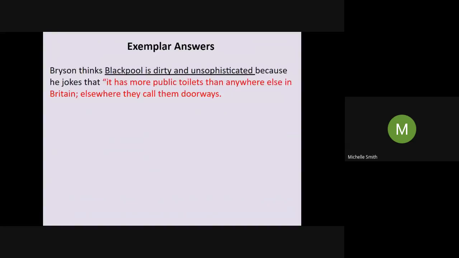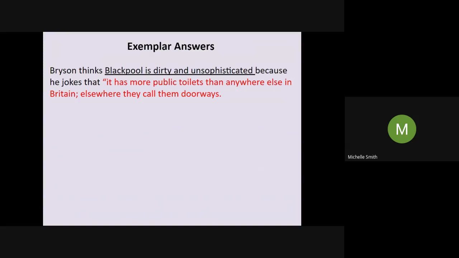These exemplars are also useful when you do the self-assessment at the end, just to see whether you're on the right track, or whether you need to do a bit more work here. So I've gone back to Bryson because I started with Bryson, then I talked about Dickens. Bryson thinks Blackpool is dirty and unsophisticated because he jokes it has more public toilets than anywhere else in Britain, except they call them doorways. Oh, I've missed the speech marks off the end of that one, apologise.